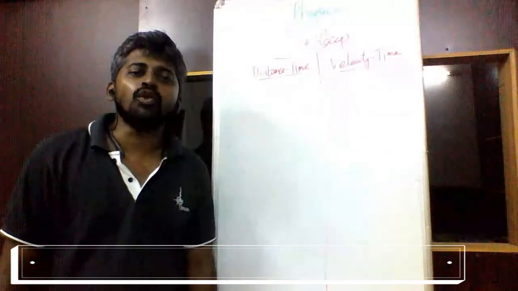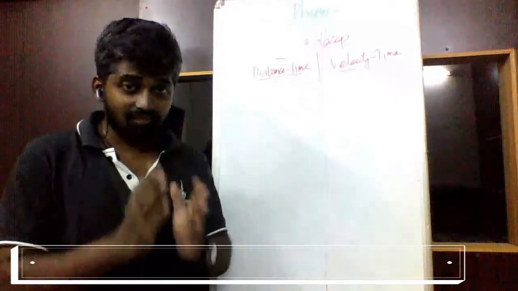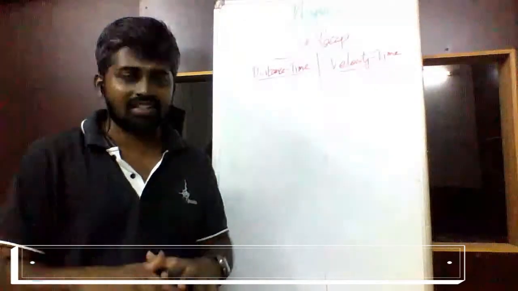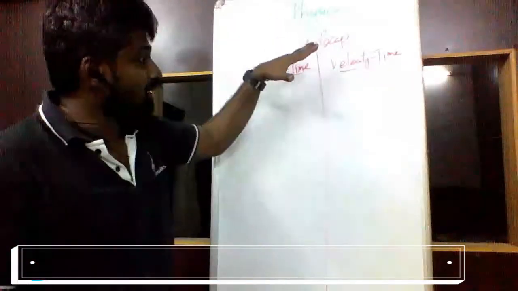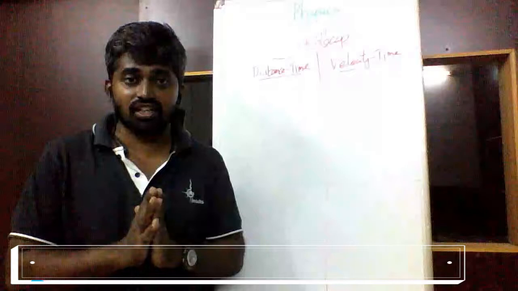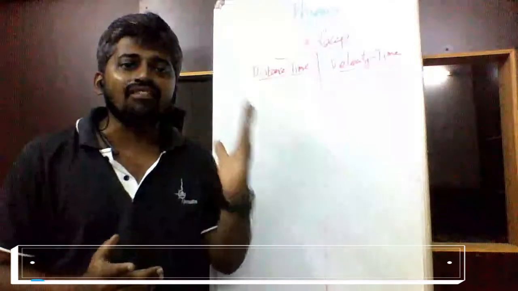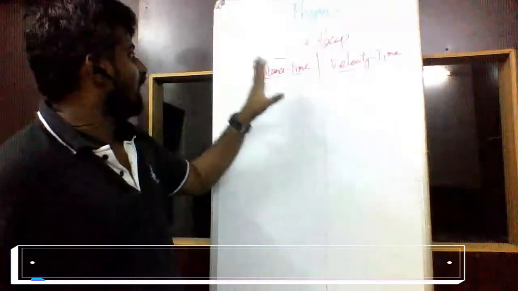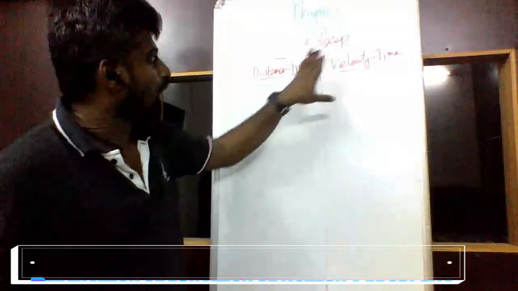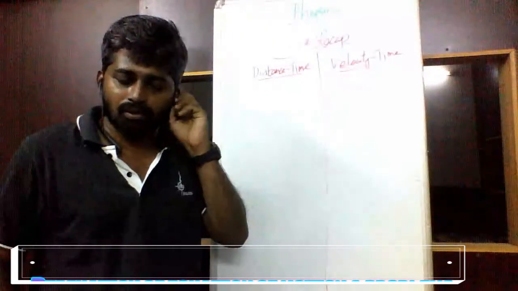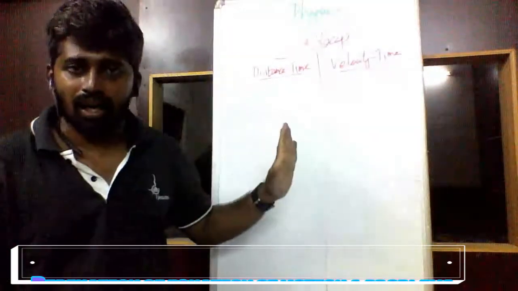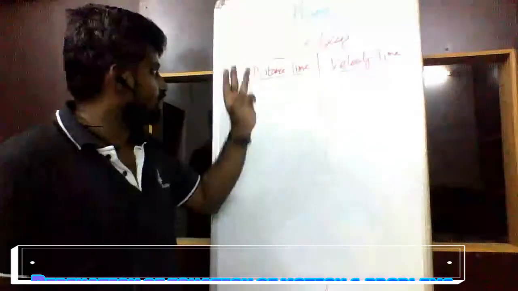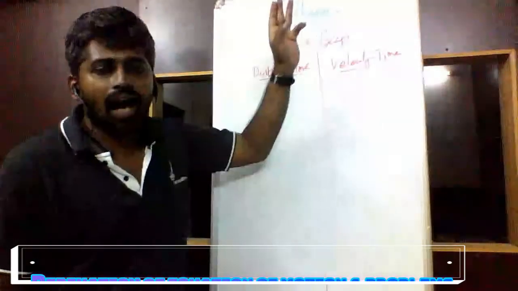Now, let me give you a quick recap of what I have done in the last class. We have done graphical representation of motion. In the graphical representation of motion, there were two parts. You remember that? Distance time graph is one part and velocity time graph is another part. In the distance time graph, what are the three things? There are three things always: distance, time, and speed.